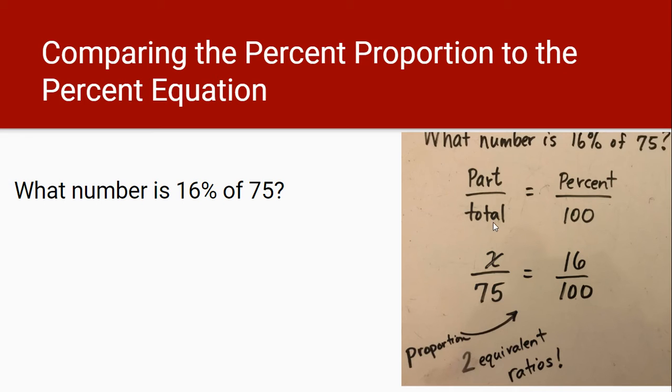So when you look at part to total and percent over 100, and you have an equal sign here, all of this is your equation. So all of this is showing two ratios that are equal, which is also another way to say that this is showing the percent proportion. So when you consider the statement, what number is 16% of 75, you want to figure out what value to place in each component. So what number is the unknown? So that's why we have an x right here.